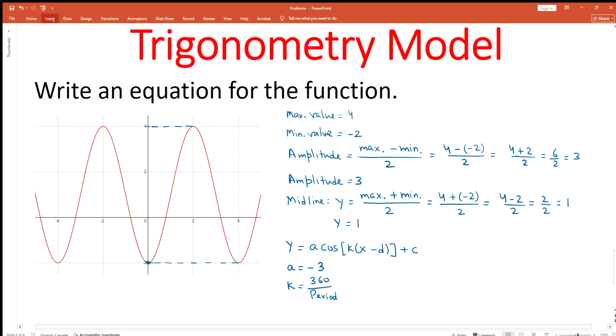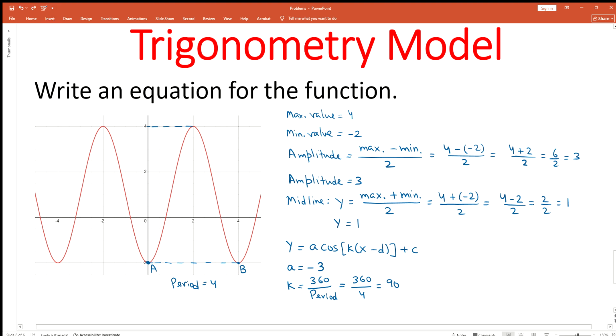As we can see in this graph, one minimum point is on the vertical axis. We can label it as point A. The next minimum point on the right side is point B. The distance between these 2 points is 4. That means the period of this function is 4. We can use this value to find the k value. I get 90. So k is equal to 90.